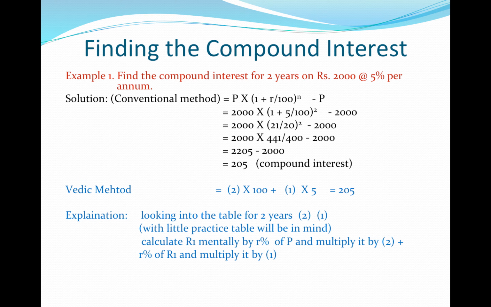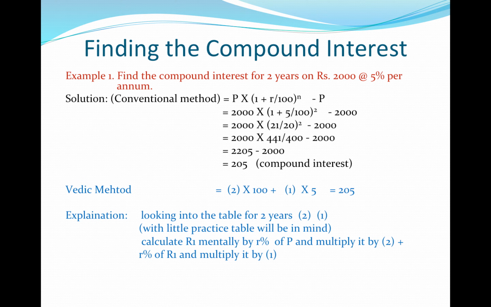So P is 2000 here, so 2000 multiplied by within bracket 1 plus 5 upon 100 raised to the power 2, because the rate of interest is 5% and the number of years is 2. So minus 2000, so then 2000 multiplied by within bracket 21 upon 20 raised to the power 2 minus 2000, and after a lot of calculation, we got 2205 minus 2000, which is 205 as compound interest.